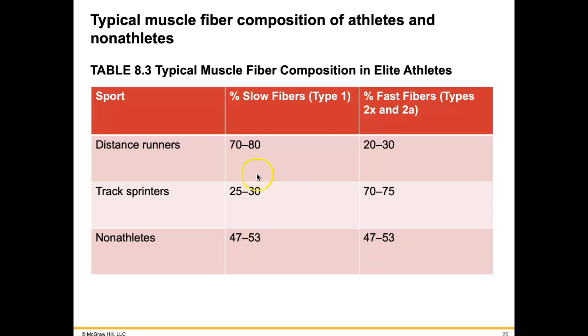Now, if we look at the opposite end, our track sprinters, who are more of our power athletes, are going to have 25 to 30% on average of the slow twitch muscle fibers and 70 to 75% of the fast twitch muscle fibers. So you can see quite a difference here when comparing our power athletes to our endurance athletes. And as we said, our non-athletes, sedentary, will be close to 50% for each of them.